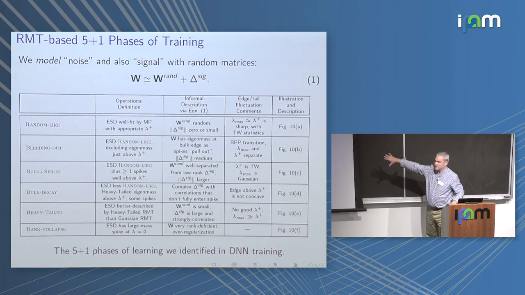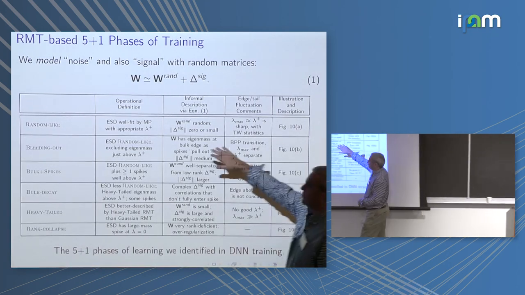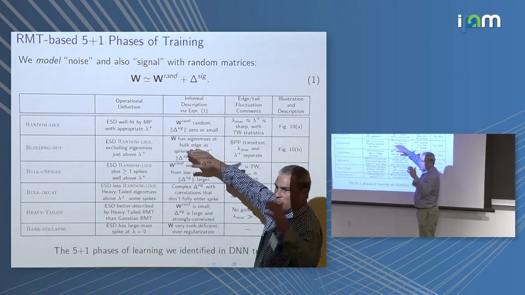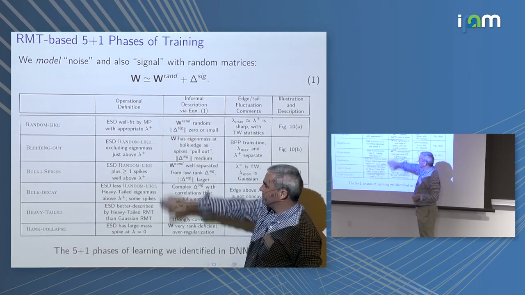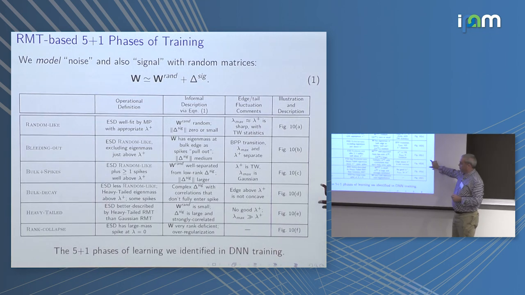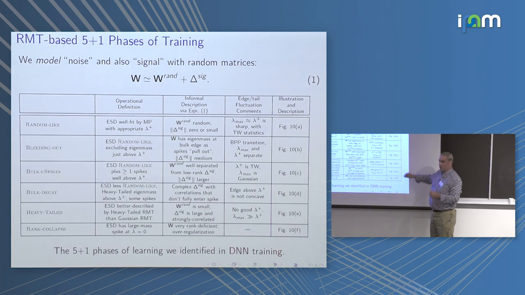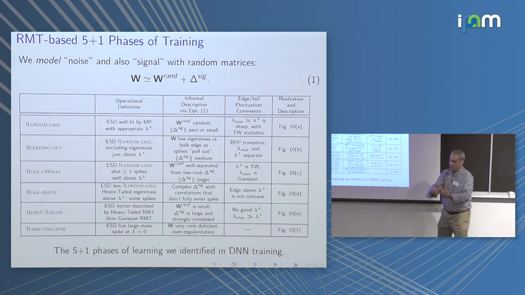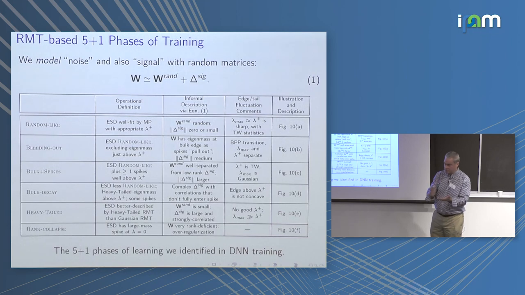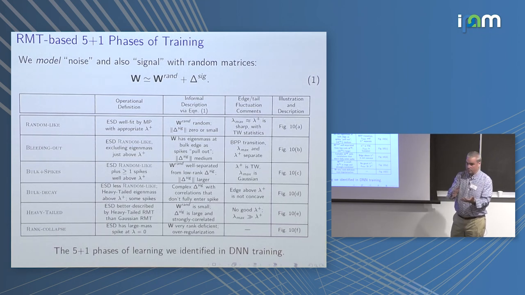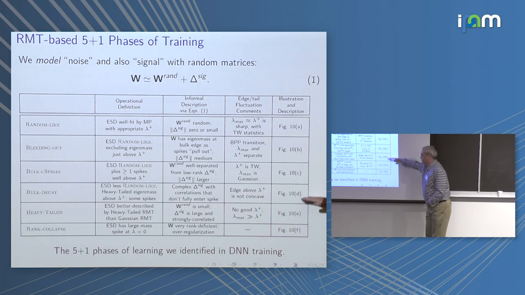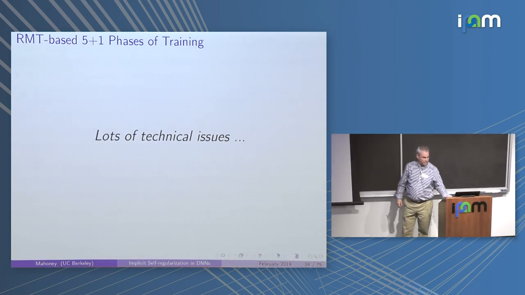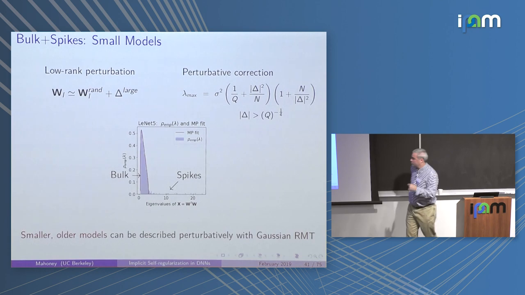Those are pictures. This is a table to illustrate the same thing. For random-like, the ESD is well fit with the appropriate scale. Above that, your signal. Below that, your noise, et cetera. The bulk decay, the heavy tail. These are a little bit more subtle because I need to get into the details of random matrix theory. We're positing these things as if they exist. As a practical matter, what we're doing is running a particular set of procedures, a particular set of experiments that compute the heavy-tailed exponents in a particular way. We think we're pretty robust to that, but future work. And so we're going to taxonomize it this way. Lots of technical issues. Okay, bulk plus spike.